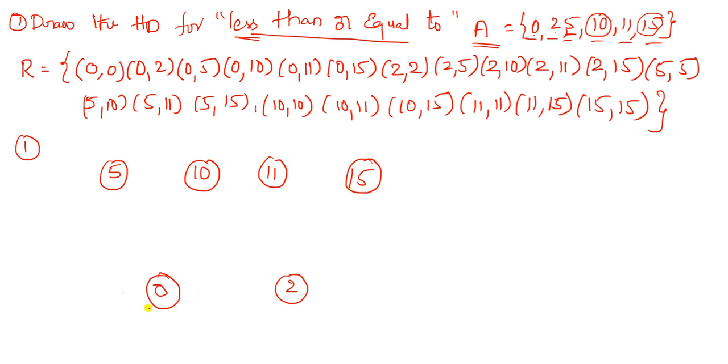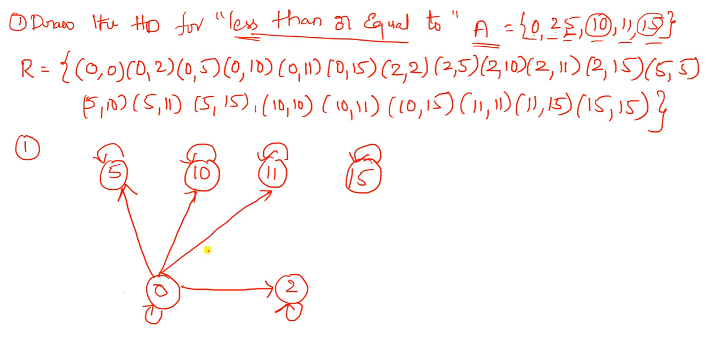So 0, 0 is existing, 2, 2 existing and 5, 5 is existing. Reflexive is existing, right? 10, 10 and 11, 11 are existing and 15, 15 existing. Yes, good. Now what is the next step? 0, 2 is existing. Yes, 0, 2 is there. And next 0, 5 is there. And 0, 10 is there. And next 0, 11 is there. And 0, 15 is there.